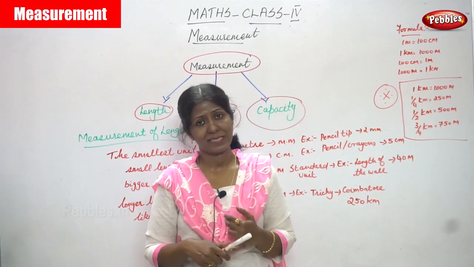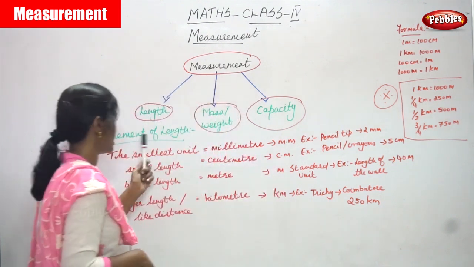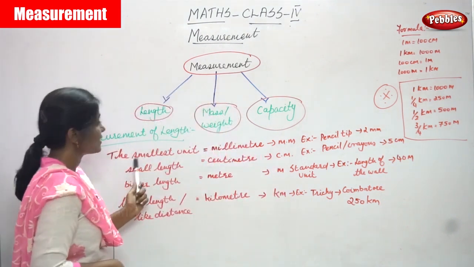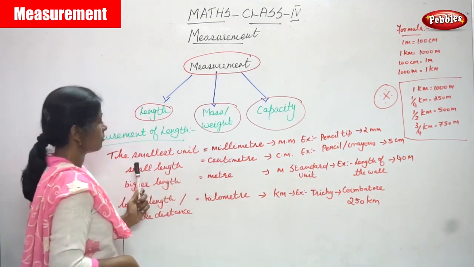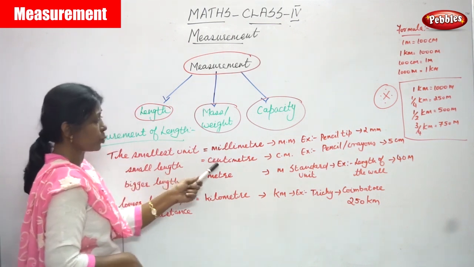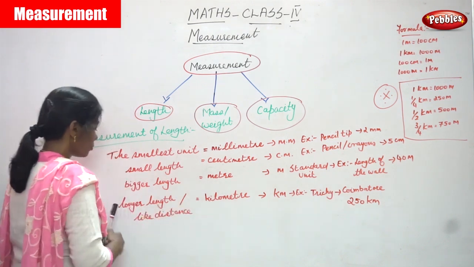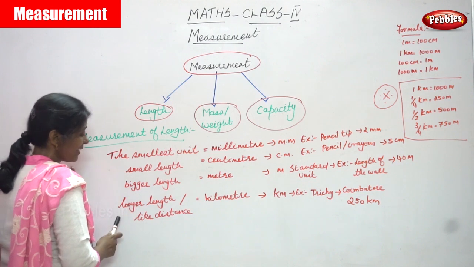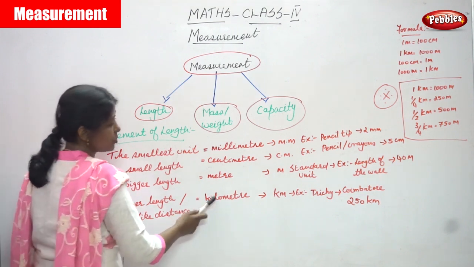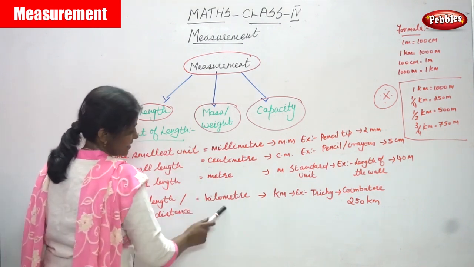So I'll repeat once again. Now we are going to see measurement of length. The smallest unit is millimeter. To measure a small length, we have to use centimeter. To measure a bigger length, we have to use meter. To measure a longer length, like a distance, we have to use kilometer. This is the longer distance unit.